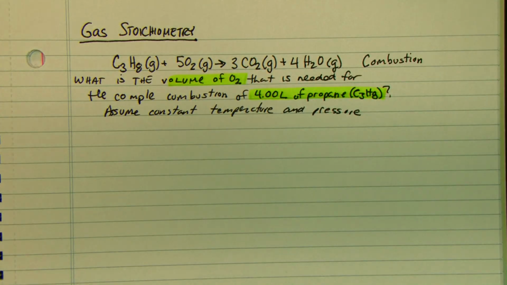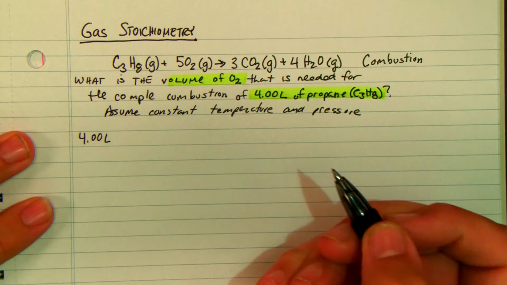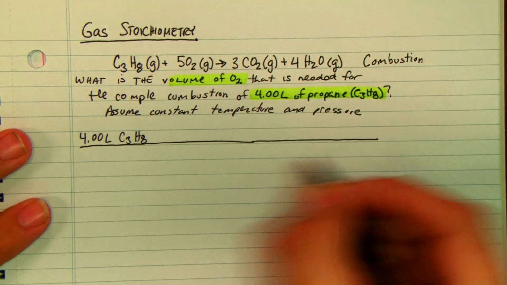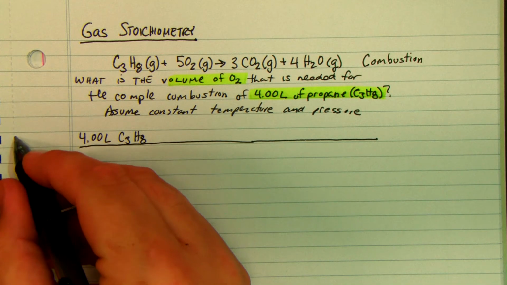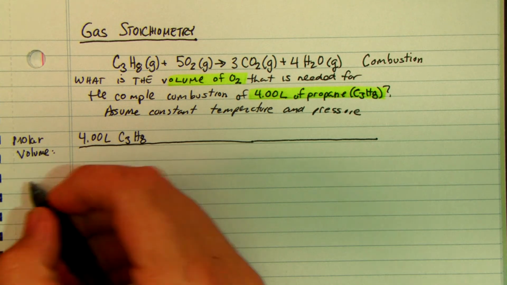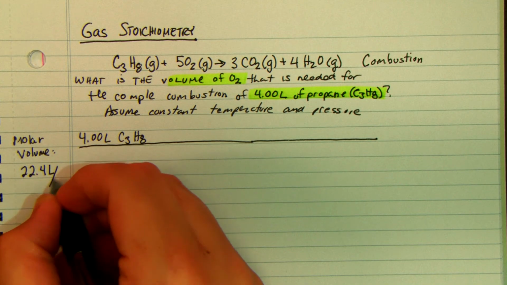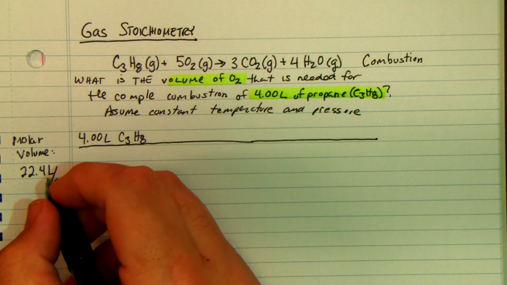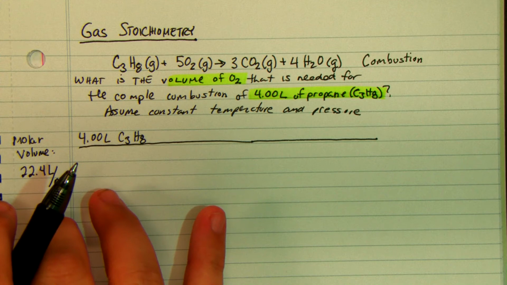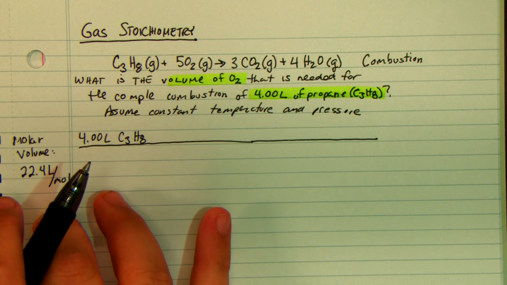Now, if we just do the plain old stoichiometry process, the unit analysis, we start with 4.00 liters of C3H8, and we have to remember what molar volume is. It's 22.4 liters per mole. In order to memorize this number, because the chart over there won't be there when you take your quiz on this, I always remember 2 plus 2 equals 4. That has nothing to do with this number, but the 2 plus 2 is 4 is the way that I remember 22.4.